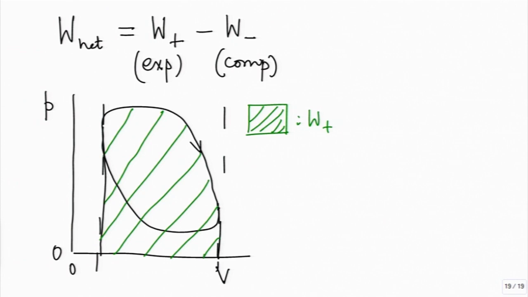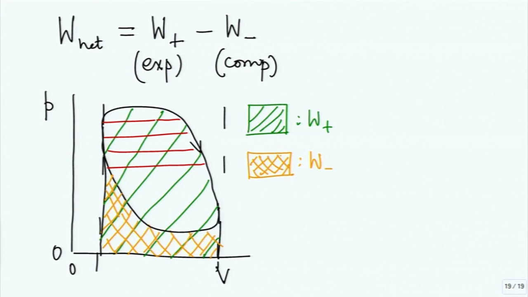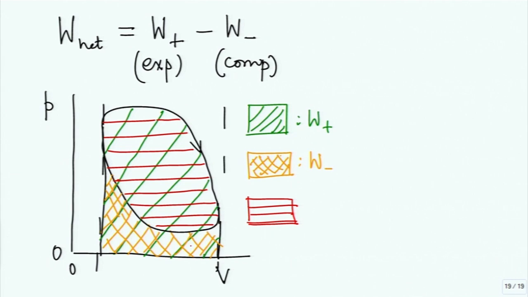Now, let me show something in say orange. So, this one is the work required to execute the compression processes. Okay. And now let me show something in say red and let me show it horizontally. So, this represents the difference between W plus and W minus, which is W net.